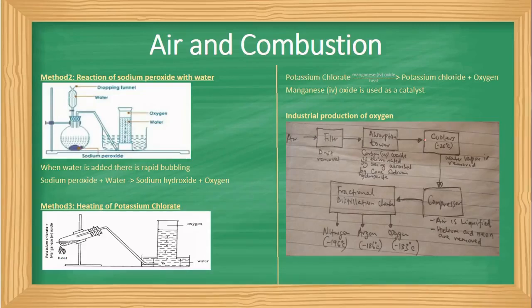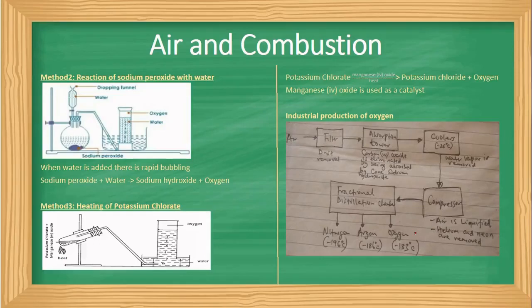And once water vapor is removed, the resulting air without water vapor, without carbon(IV) oxide, without dust is moved into the compressor. At the compressor, the air is liquefied, and helium and neon are removed. So now, the air that goes from the compressor into the fractional distillation chamber doesn't have neon and helium, doesn't have water vapor, doesn't have carbon(IV) oxide, and doesn't have dust, and it is also liquefied.